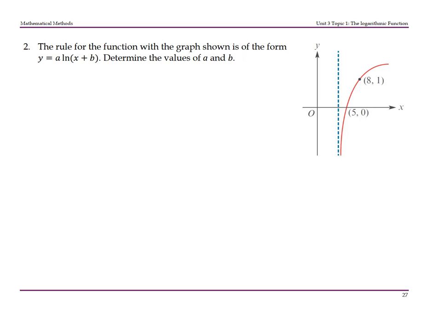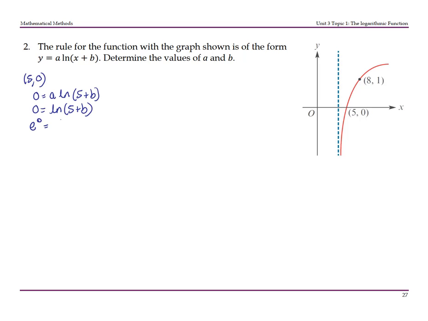The next one, the rule for the function with the graph shown is of the form y equals a ln of x plus b. Now I'm going to start by doing the two coordinates again, and then we'll look at the graph. So (5, 0), I have 0 equals a ln of 5 plus b. So 0 equals ln of 5 plus b.